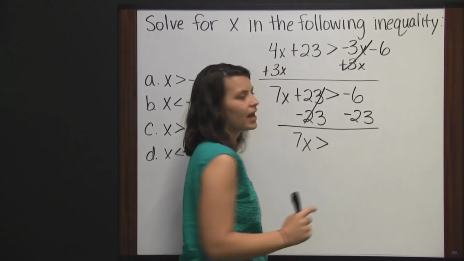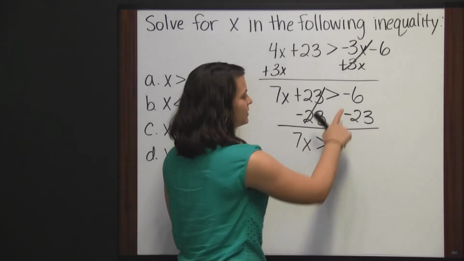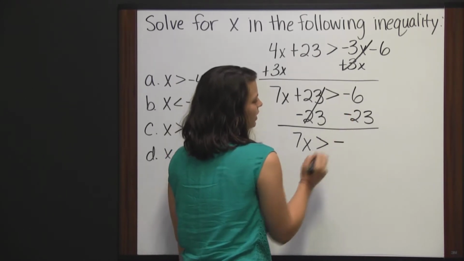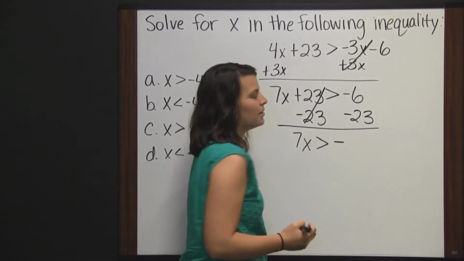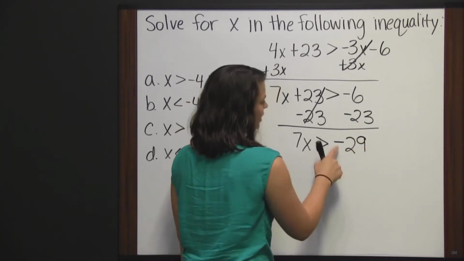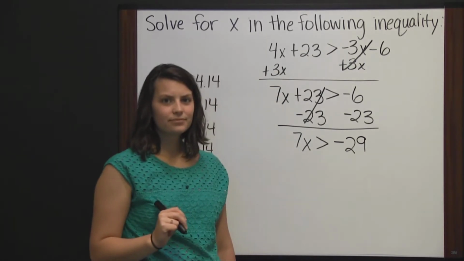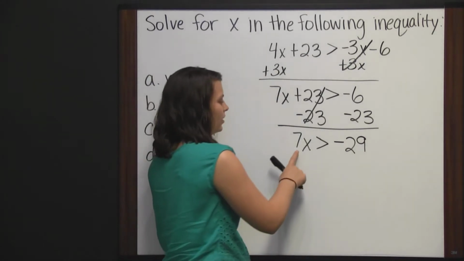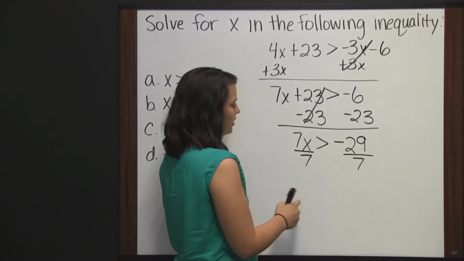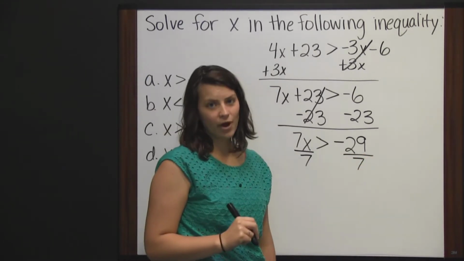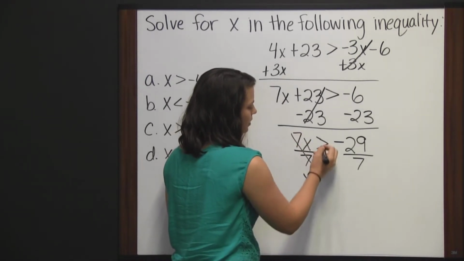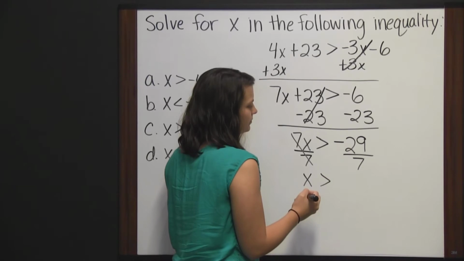Negative 6 and negative 23, they have the same signs, they're both negative, which means our answer is negative, and we just add the numbers together. 23 plus 6 is 29, so it's negative 29. Finally, we have to divide both sides by 7. 7 divided by 7 is 1, and 1 times x is simply x. Bring down the greater than sign.